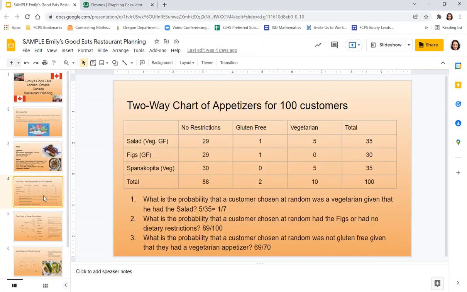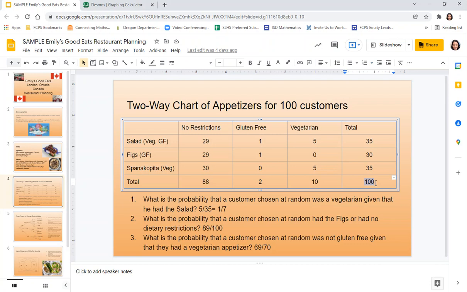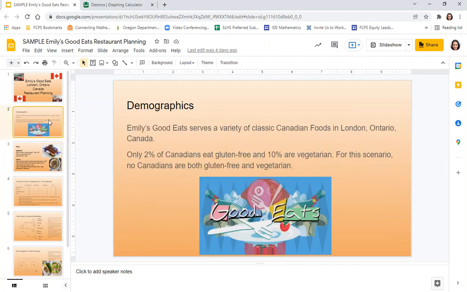Here's a two-way chart of appetizers for the 100 customers. So on the top, we have the people. So you were given that there were 100 customers on a day, and that number is in the bottom right here. Of those 100 customers, we do know how many were gluten-free and vegetarian. That comes from your demographic information.